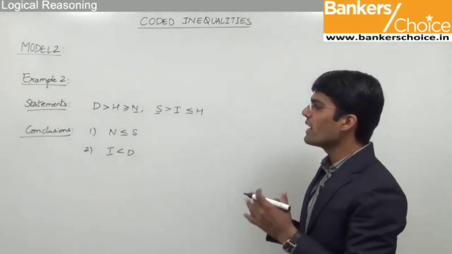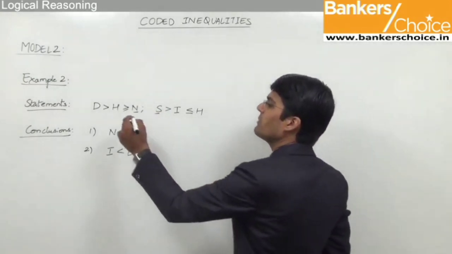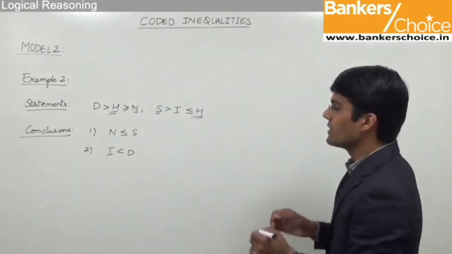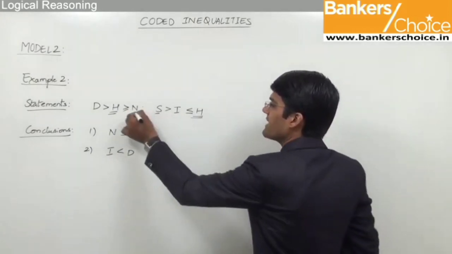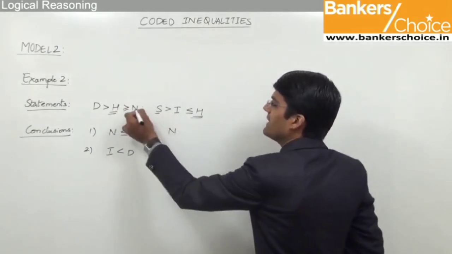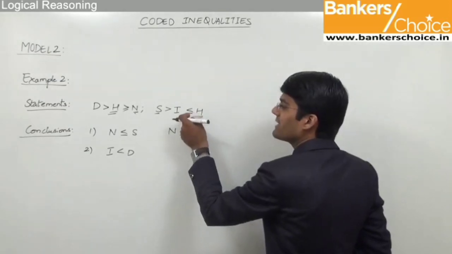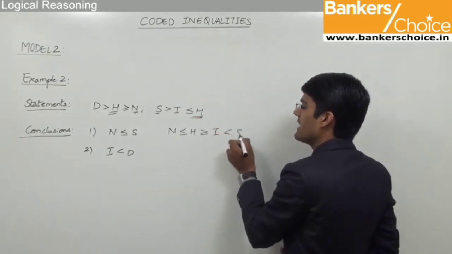So first we need to join these two statements with the help of a common variable, and that common variable should be the variable H, which is present in both the statements. So let us try to combine these two statements with the help of H. So we can say that N is less than or equal to H, H greater than or equal to I, and I is less than S.